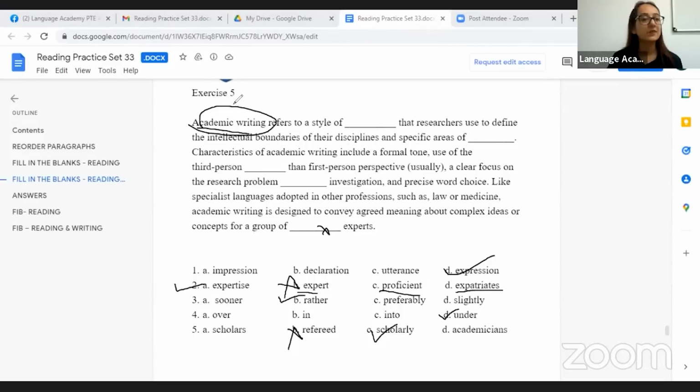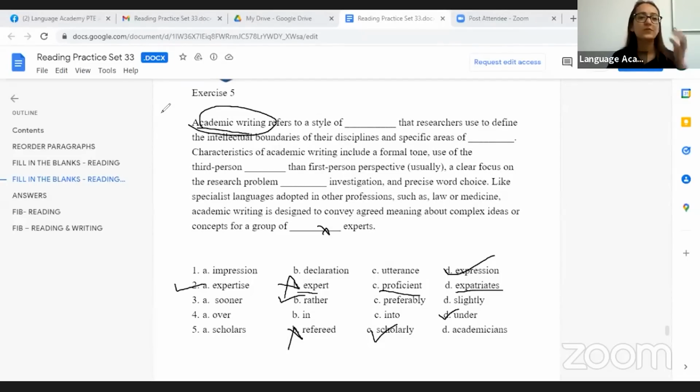The first, any way of writing, maybe it's academic writing or general writing, any way of writing is a way of expression. Whatever is going on in our thoughts, in our minds, in our understanding, we express it by writing. That is the meaning of this sentence. And then areas of expertise means areas in which they are expert. That is called area of expertise.